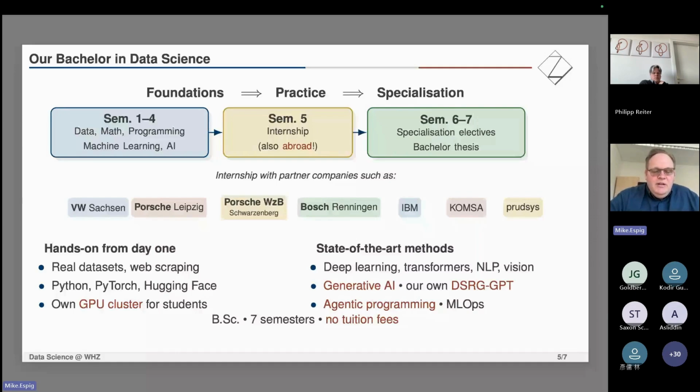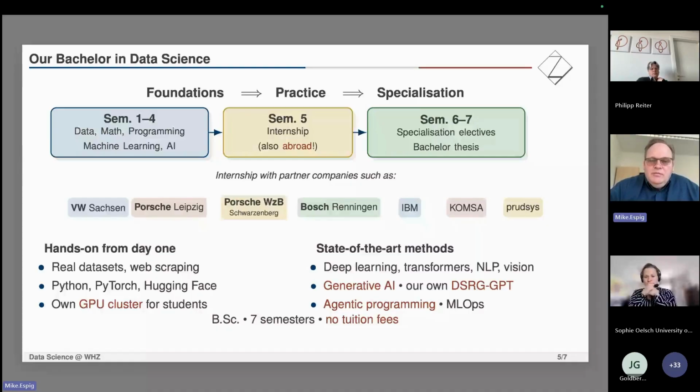And finally, this is a bachelor of science, 7 semesters, and there are no tuition fees in Germany. You only pay a small contribution that already includes your public transport ticket. The living cost in Zwickau is extremely low compared to other cities in Germany.